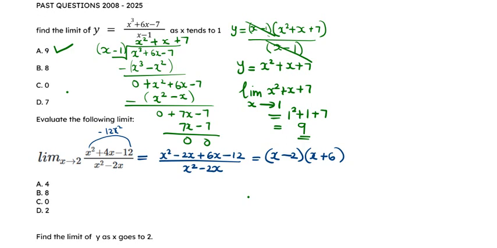Then you divide by the denominator. Now observe that the denominator can also be factorized. x is common, so you can bring x out so that you have x minus 2 left.